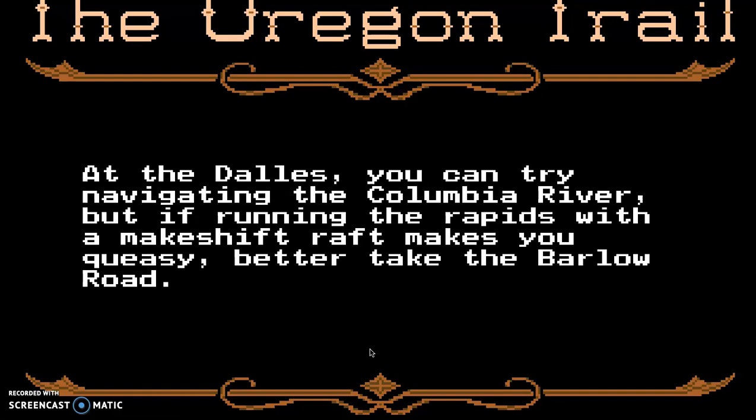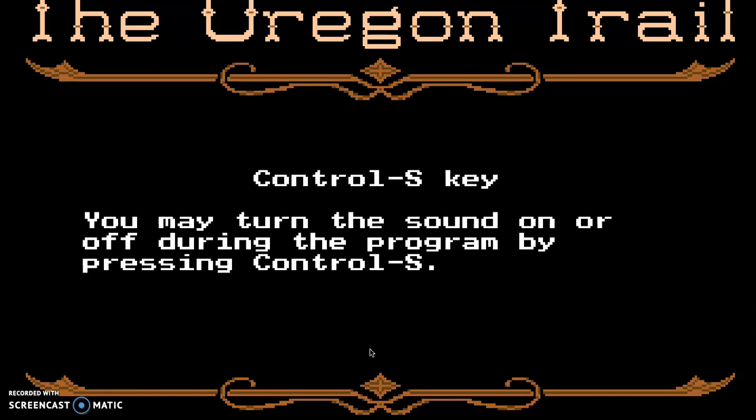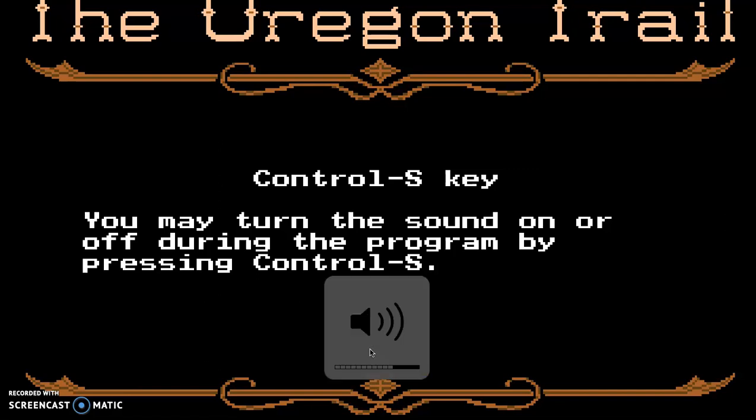At the Dales, you can try navigating the Columbia River, but if running the rapids with a makeshift raft makes you queasy, better take the Barlow Road. Spacebar. If for some reason you don't survive, your wagon burns, or thieves steal your oxen, or you run out of provisions, or you die of cholera, don't give up. Try again and again, until your name is up with the others on the Oregon Top 10. Press spacebar to continue. Control S key. You may turn the sound on or off during the program by pressing Control S.